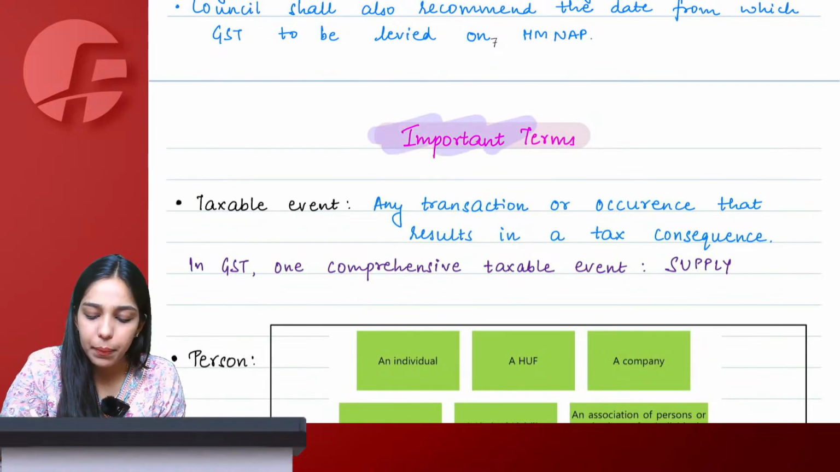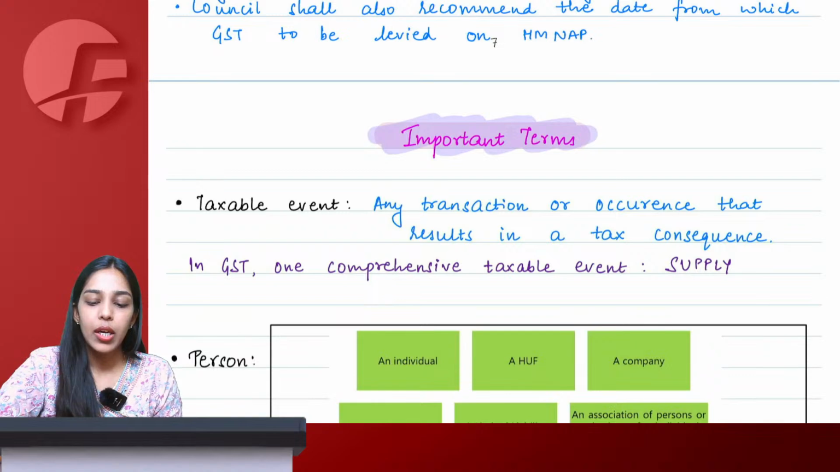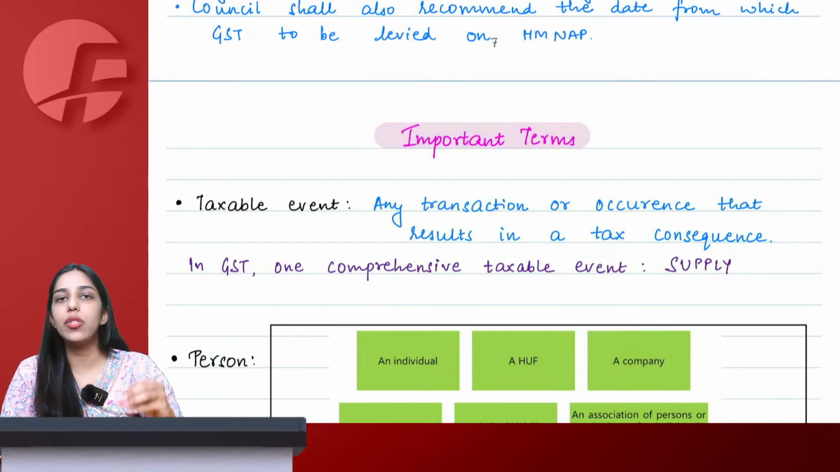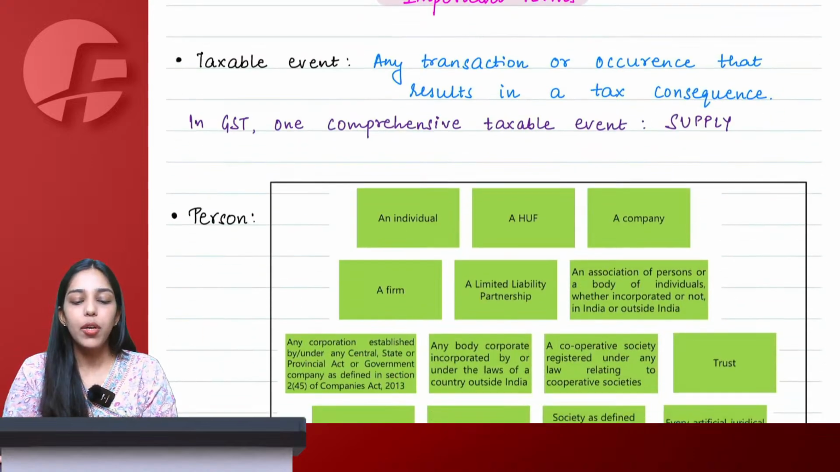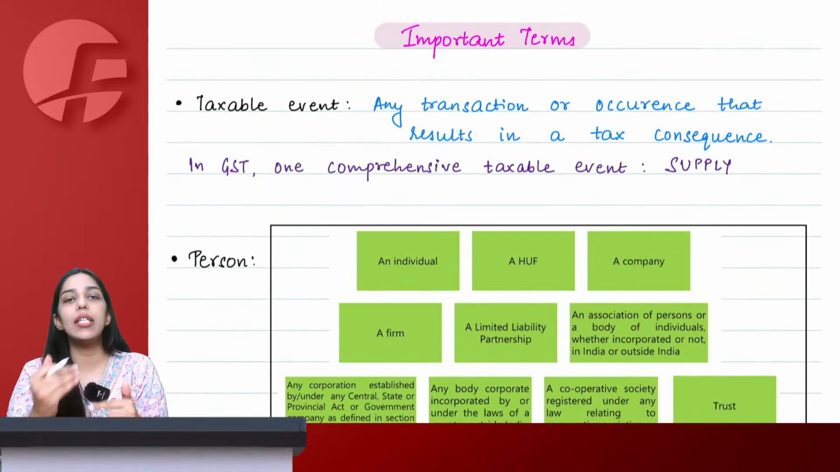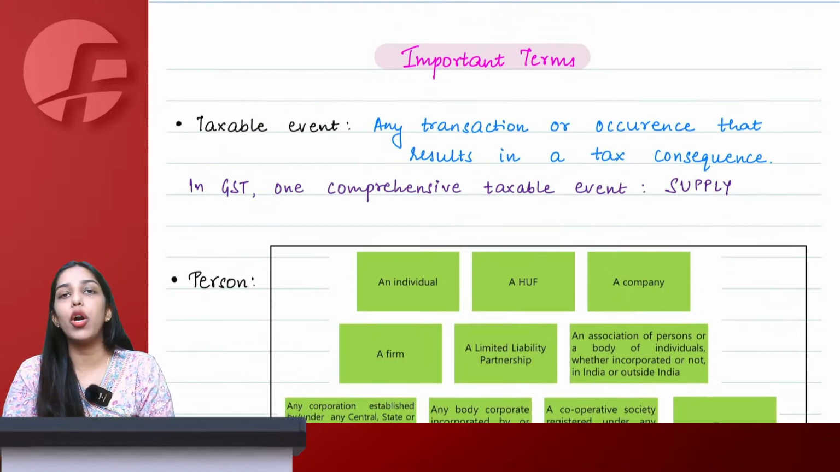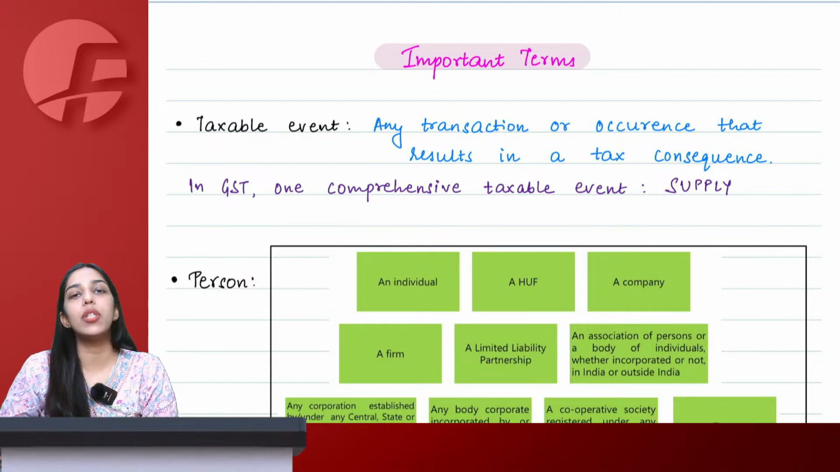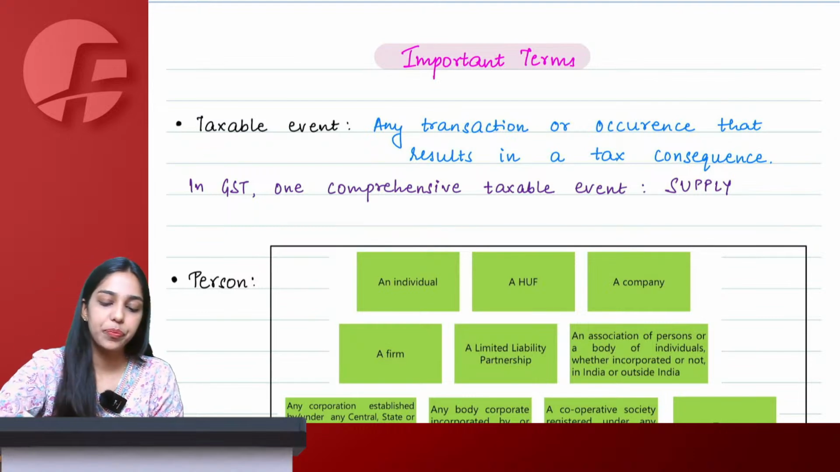Now we come to important terms. This is important prior to starting any particular topic or section, because these words are going to be repeatedly coming. You will repeatedly see the words supplier, recipient, goods, service, consideration, related person, distinct person. So before starting with the core subject, it is important that we understand the definition of all of these terms so that we can then smoothly carry forward our batch.